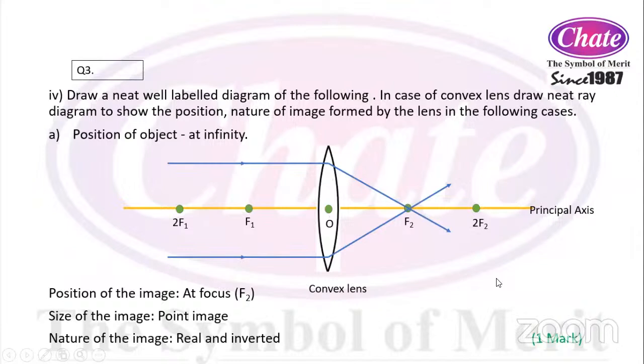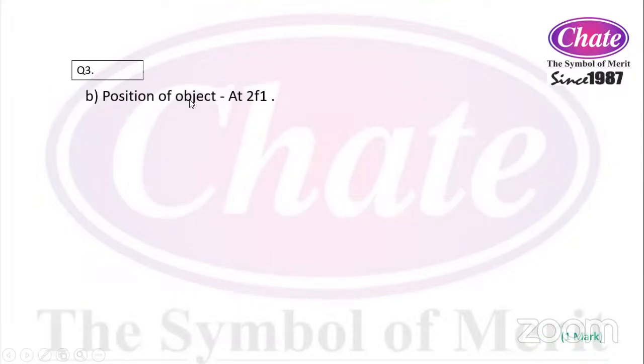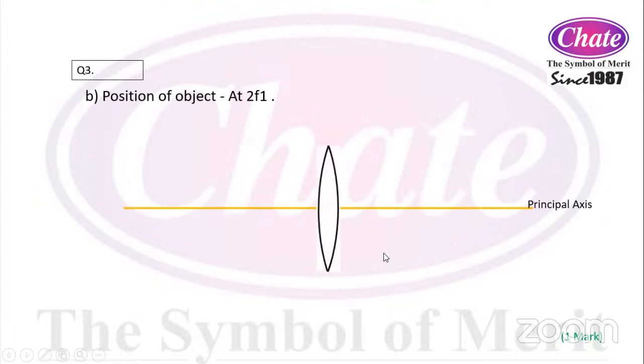So after drawing this diagram, you are going to get the one full mark for the position of object at infinity. Now the next condition is position of object at 2F1. Now again, we can see here the one principal axis. On this principal axis, we are going to place one lens. And now for this lens, you can see different points. On the principal axis, there is a principal focus and the center of curvature as well. And then here the position of object is at 2F1. So we have put the object as usual.